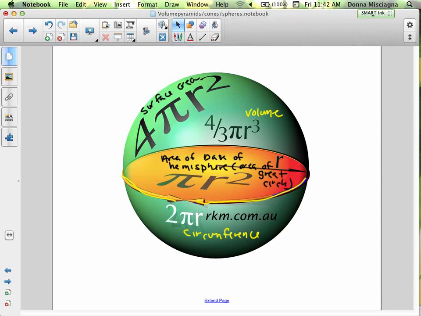Better than the great pumpkin. And then the surface area on the outside, you can see it written right here. Right here is 4 pi r squared. That's the surface area formula for our sphere. And then the volume of the sphere is 4/3 pi r cubed.